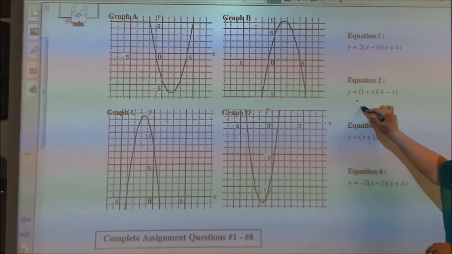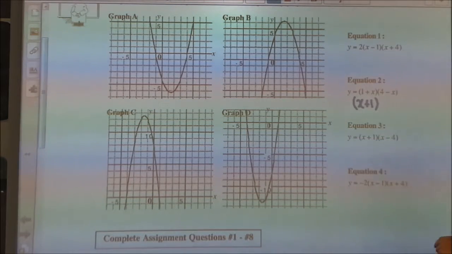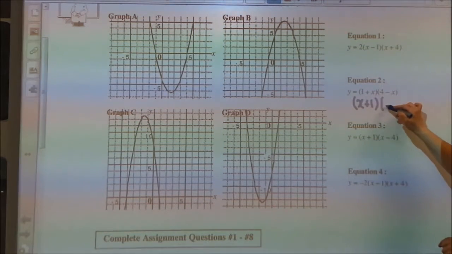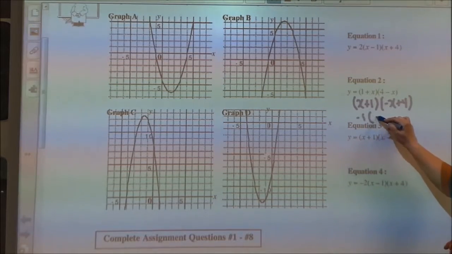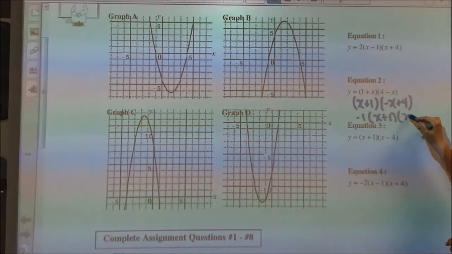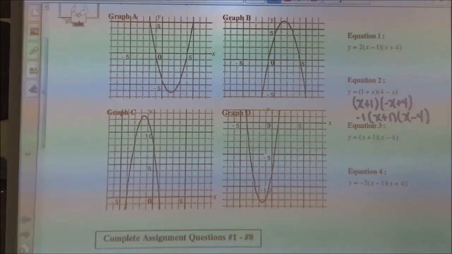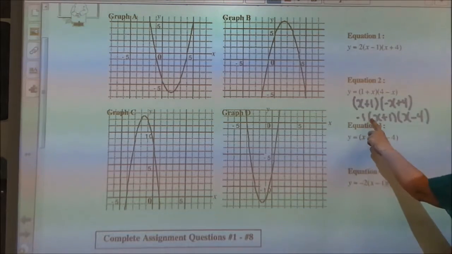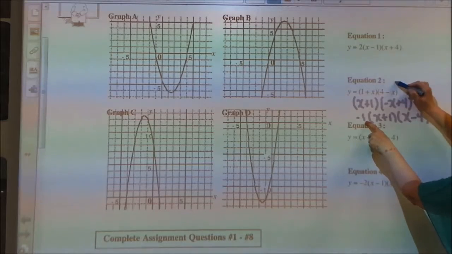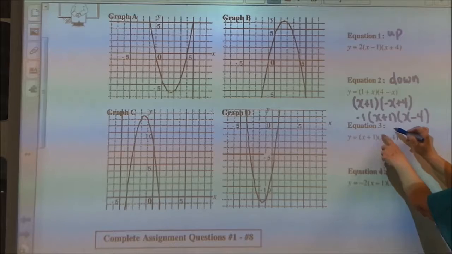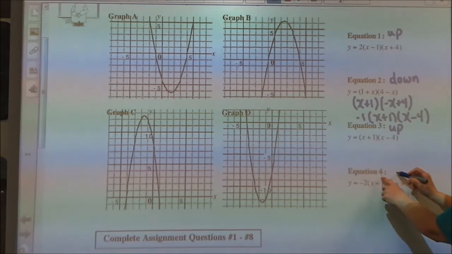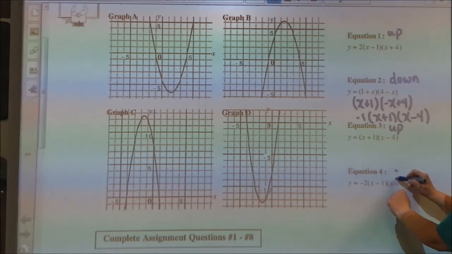The 1 plus x is the same as the x plus 1. Then I've got this negative x plus 4, which means I'm going to take out a negative 1, move it out in front, and I get an x minus 4. Now everything is written the way that it should be. A is negative, so this one's going to open down. This one's going to open up, opens up, and opens down.